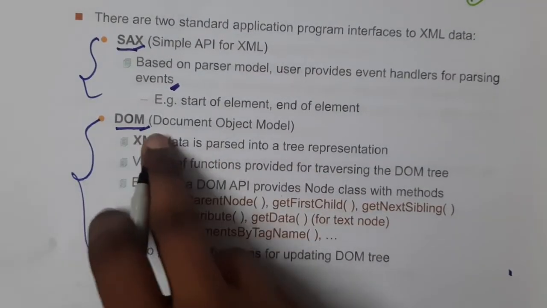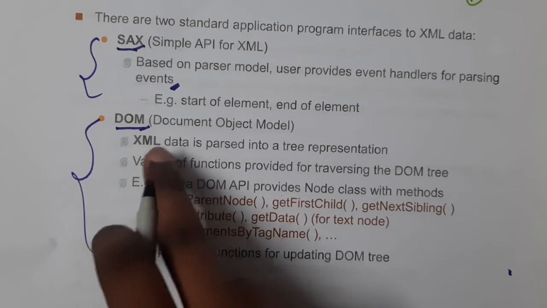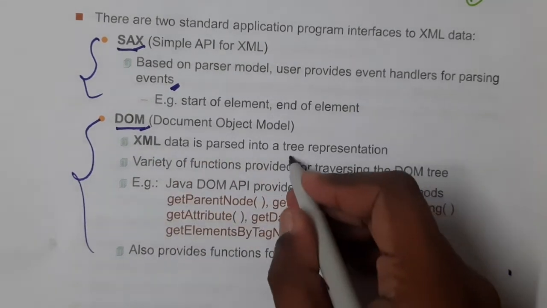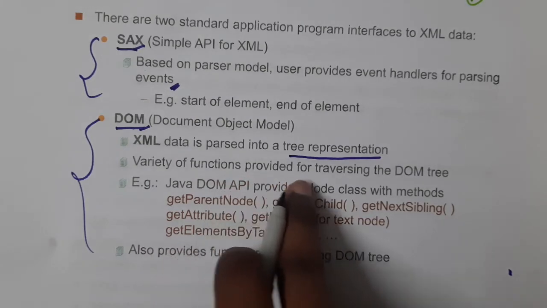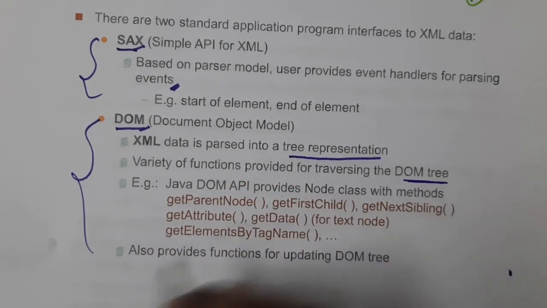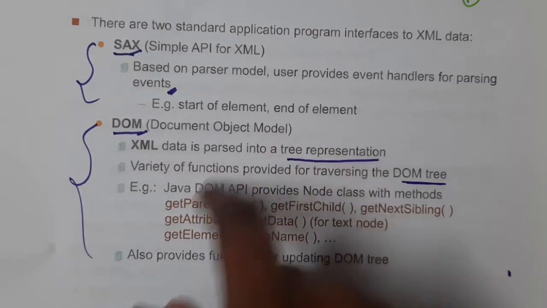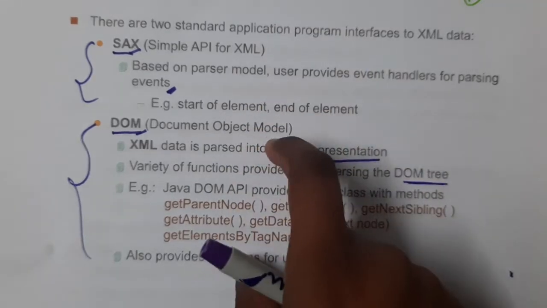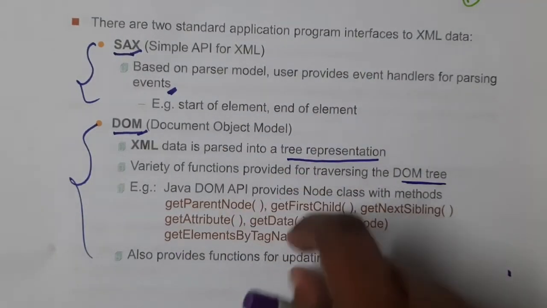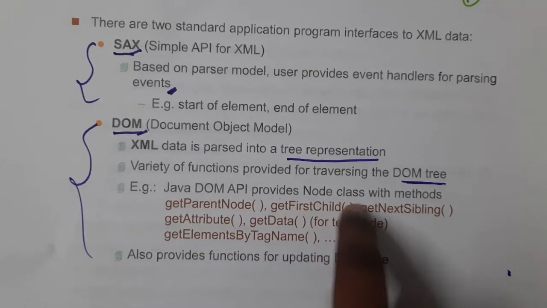Similarly DOM, that is nothing but Document Object Model. XML data is represented or parsed into a tree representation, and a variety of functions are provided for traversing the DOM tree. So now I think you understood why I told you it is a bit harder when compared with this, because here we used events directly, but here we are using the tree representation and traversing in the tree.